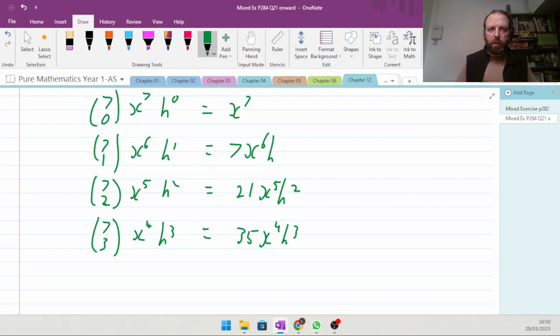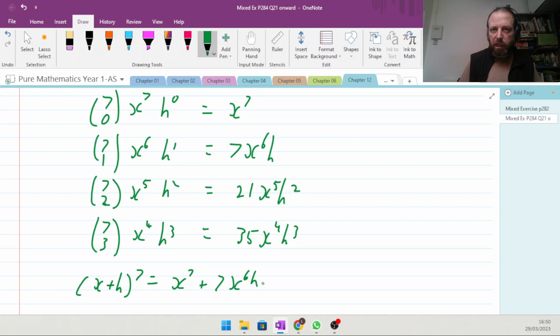And so writing it out for the first four terms, (x + h) to the power 7 is equal to x to the 7 plus 7x to the 6 h plus 21x to the 5 h squared plus 35x to the 4 h to the 3 plus ... Good.